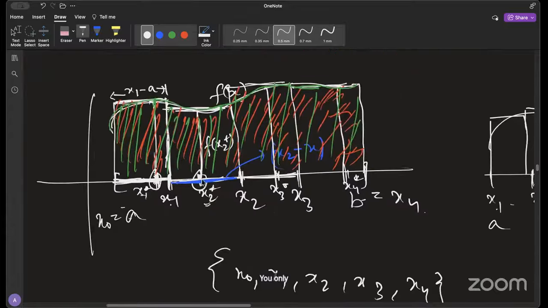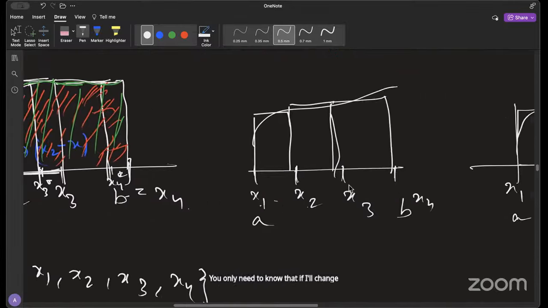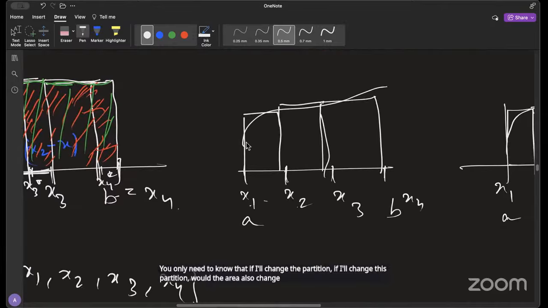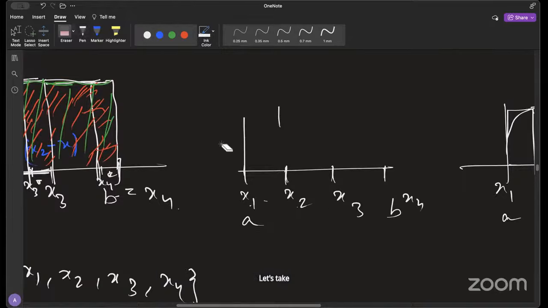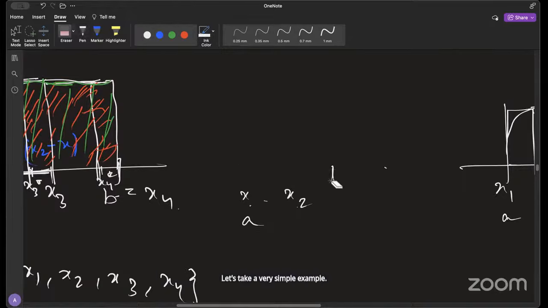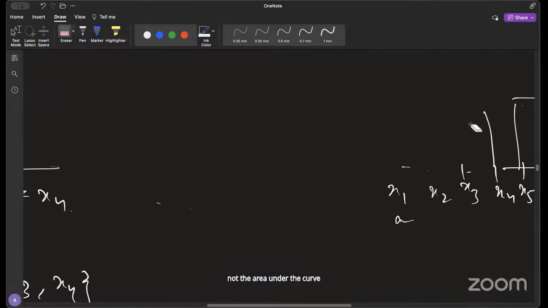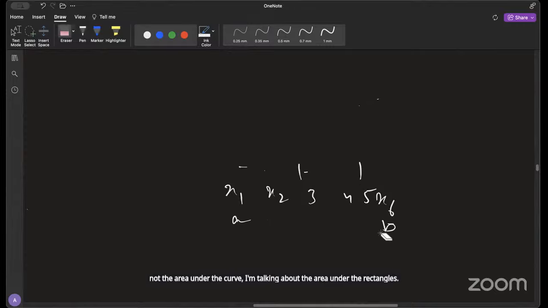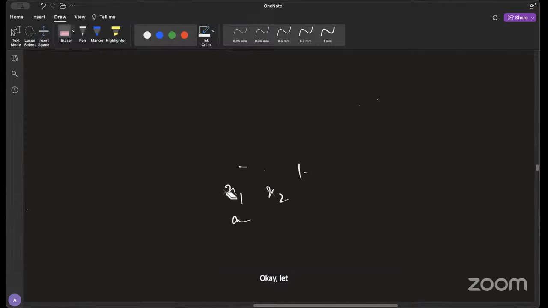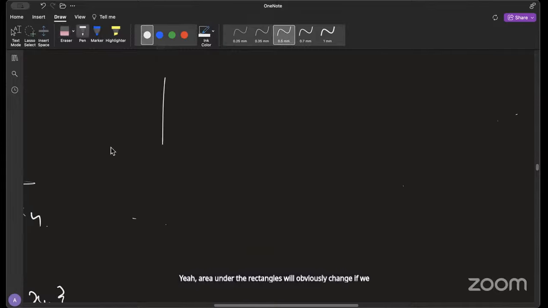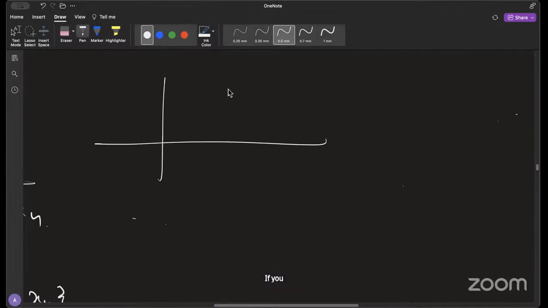You only need to know that if I change the partition, would the area also change? Let's take a very simple example. No, the area under the curve would not change. I'm talking about the area under the rectangles. Yeah, the area under the rectangles will obviously change if we change the partition. But the area of the curve or the graph would not. Okay, let's say this is 1 to 10.